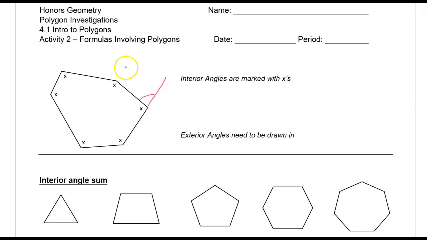So I'm going to go around the figure. I'm going to go to the left and extend the side, the next side, to create this exterior angle. Then extend the next side to create this exterior angle, and so on, going around the figure. And notice how they're supplements of each other. So if the interior angle is X, the exterior angle would be 180 minus X. So the exterior angle is supplementary to the interior angle.